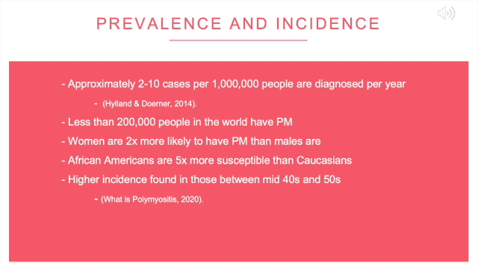For prevalence and incidence, approximately 2 to 10 cases per 1 million people are diagnosed per year. There are less than 200,000 people in the world that have PM. Women are 2 times more likely to be diagnosed than males are. African Americans are 5 times more susceptible than Caucasians are to get PM. And there is a higher incidence found in those between the mid-40s and 50s of age.